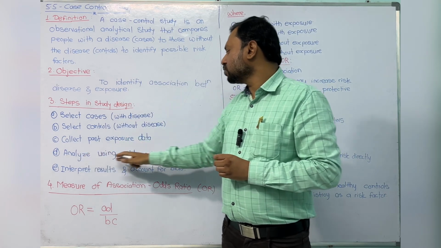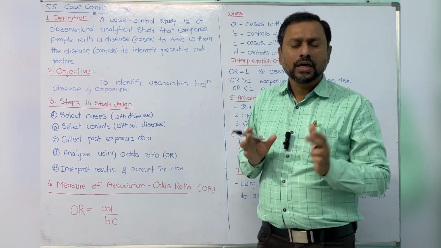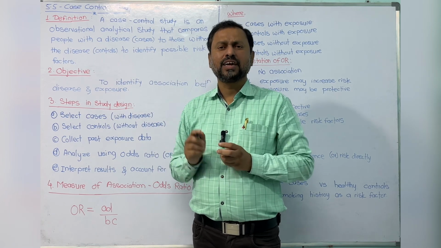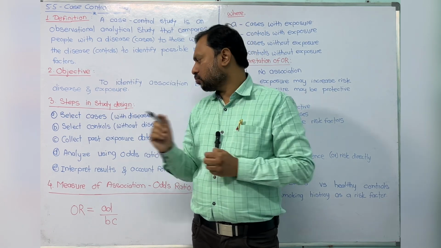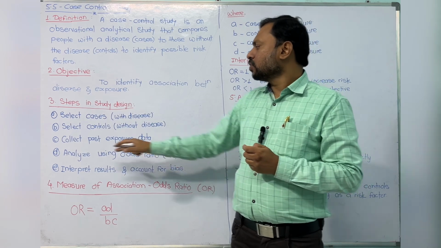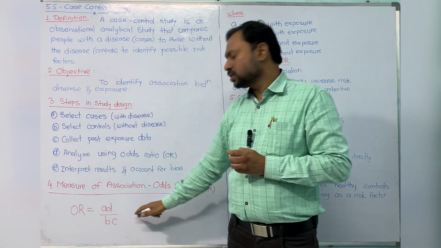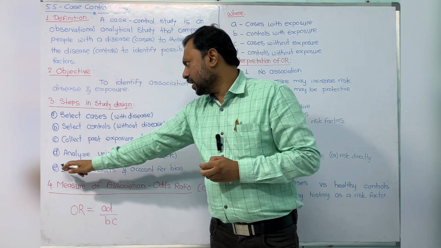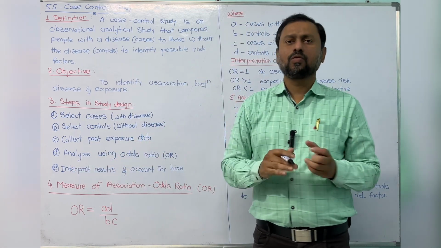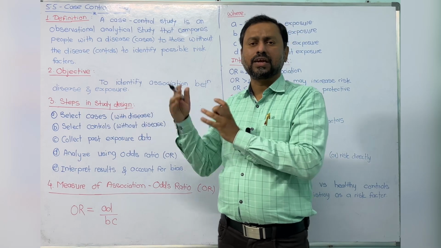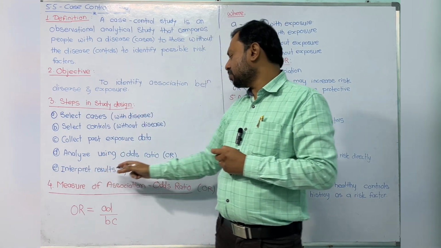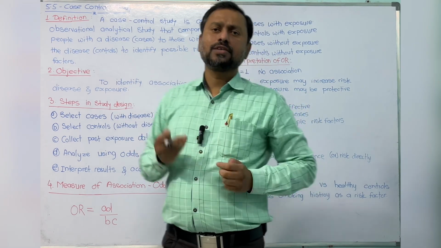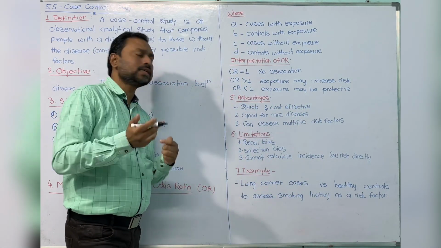Next is to analyze using the odds ratio. In the fourth step we take one formula, called the odds ratio formula. With the help of the formula, we analyze the two groups and understand why the disease occurs. The fifth step is to interpret the result, the final result, and account for bias. Is there any one-sided result? That also we try to understand.